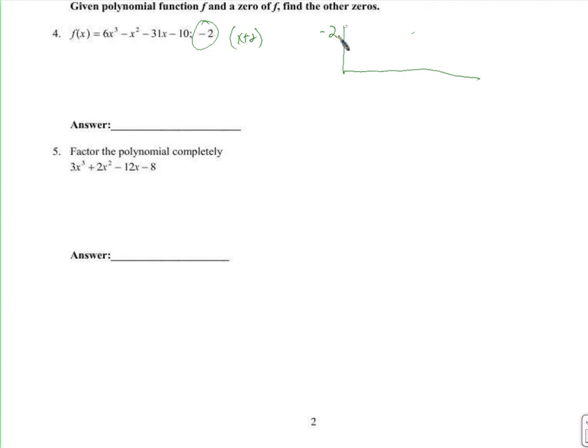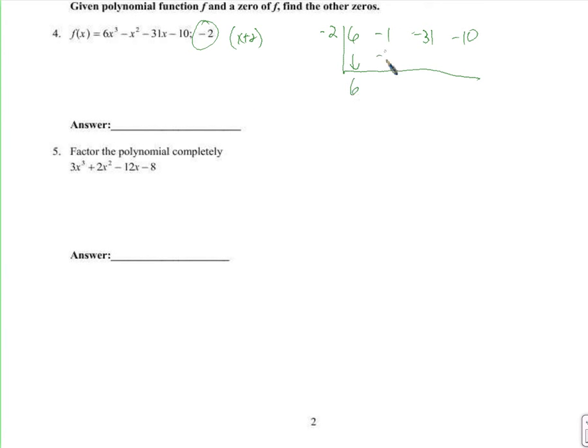If I want to plug negative 2 in here using synthetic division, I would use negative 2 here. If I want to test and see if x plus 2 is a factor, I would use negative 2 here. It's all the same. So we had 6, negative 1, negative 31, negative 10. No need for zeros anywhere in there. All of the x powers are represented.